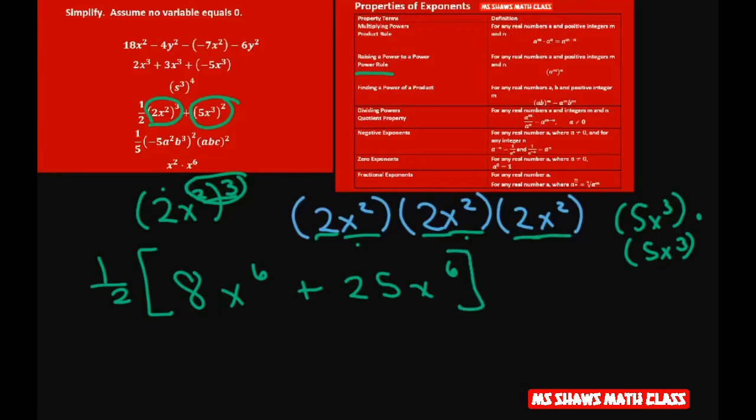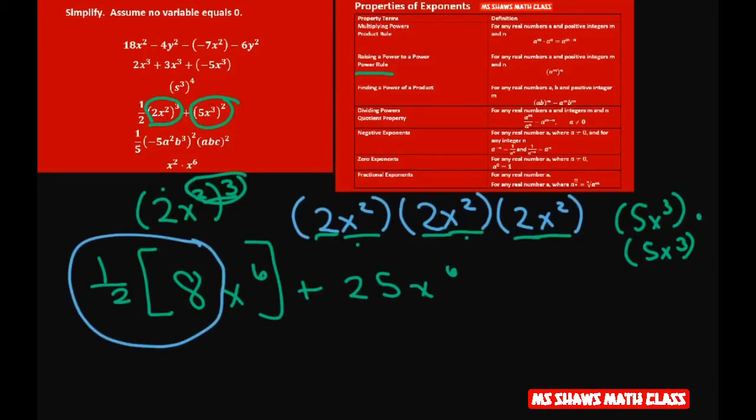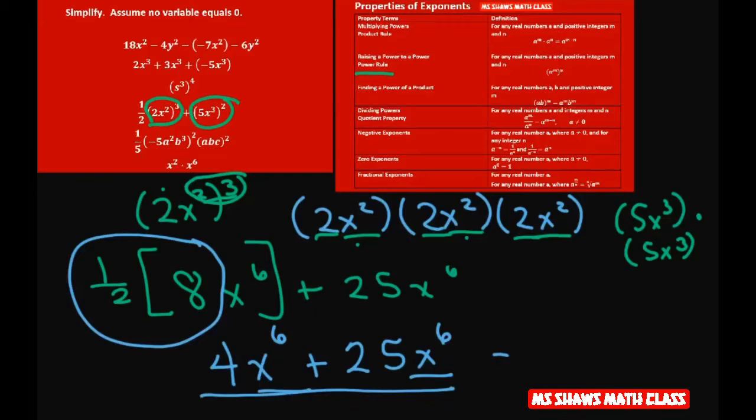All right. And we have the 1/2 is only in front of this part. Sorry about that. So we can deal with that now. And you're just taking 1/2 of 8, which is 4. So that's going to be written as 4x to the 6th plus 25x to the 6th. Since these are like terms, we can add those two, and we have 29x to the 6th.